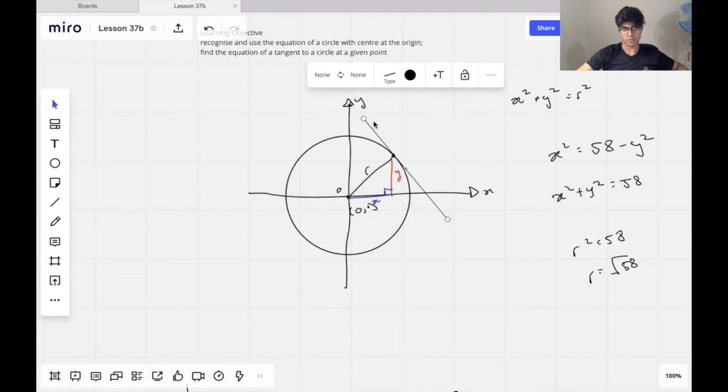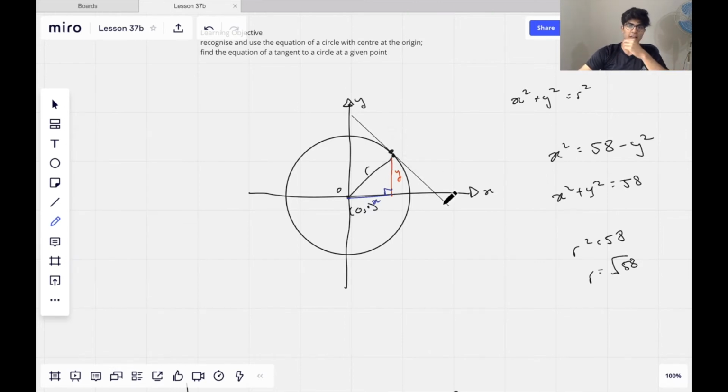So I'd say that just touches the circle, for example. At kind of that point there. So close enough, right? It's a drawing. It just touches there. So now let's find the equation of this tangent.